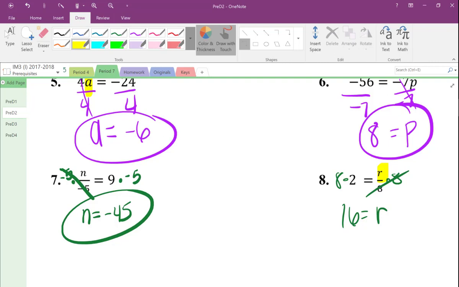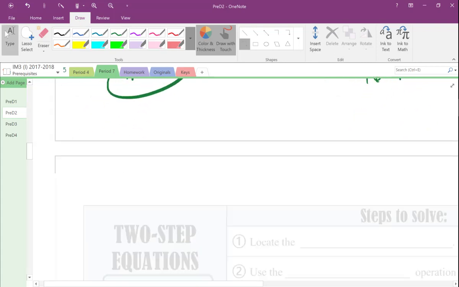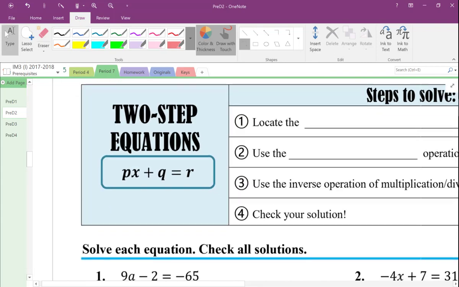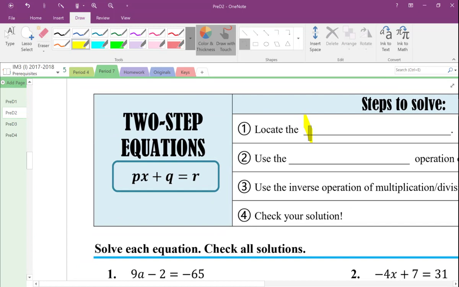Two-steppers. We're moving on. Again, you've done all of this before, so if it's boring, take it. Next week we start chapter 4, which you've done a little bit before, but we take it a little bit further. Okay, so two-step equations. Again, we're still going to locate where the variable's at, and we're still going to use the inverse operation.